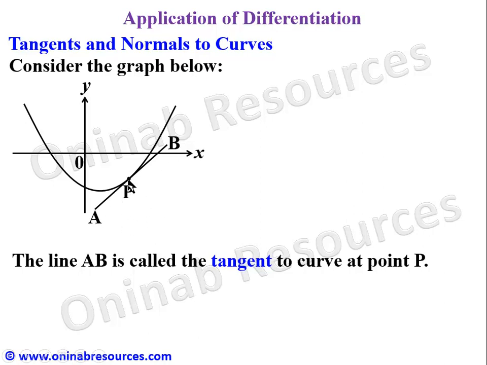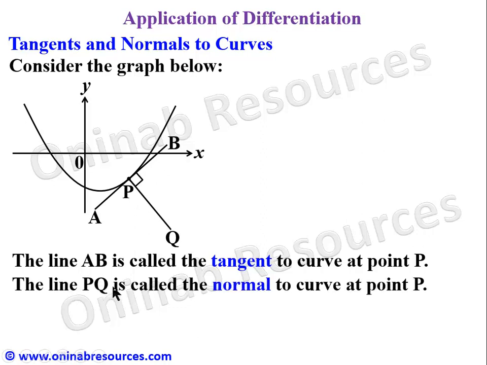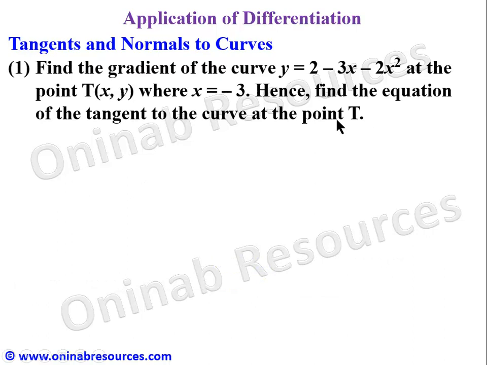And also if we draw another line, call it PQ, which is perpendicular to line AB, the line PQ is called the normal to the curve at point P. So what we'll be doing in this video is to find the equations of this tangent and this normal. So we go to the first problem.